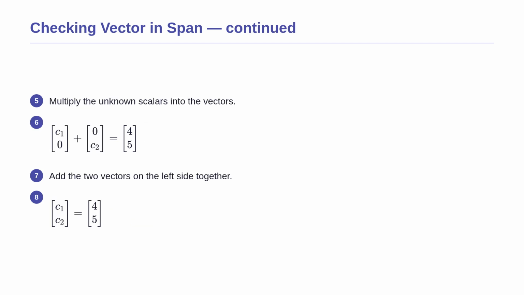Continuing with our equation, we multiply the scalars into the vectors. The first vector only affects the top number, giving us c1 and 0. The second vector only affects the bottom number, giving us 0 and c2. Next, we add the two vectors on the left side together to get a single vector. This simplifies our equation beautifully. We now have a single vector on the left and our target vector on the right. We are now ready to compare the two sides to find our unknown scalars.